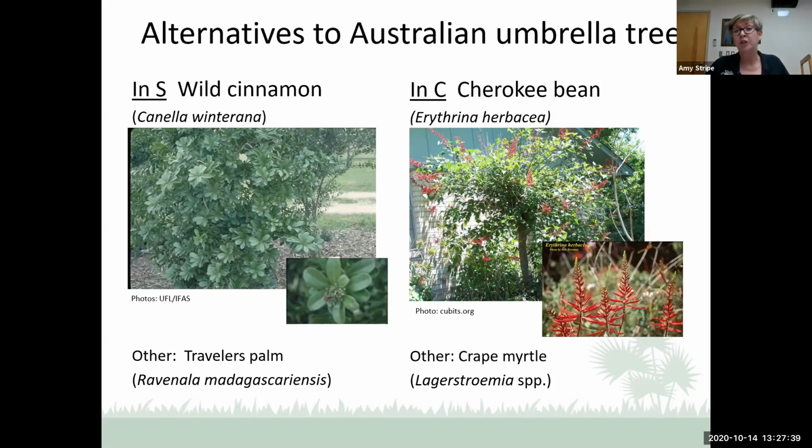Crepe myrtle is a good non-native substitute for actinophylla in Central Florida, in the sense that it does have a beautiful bloom. It can be very, very stunning, and it has a habit of growth that is kind of different, and will stand out in your landscape.